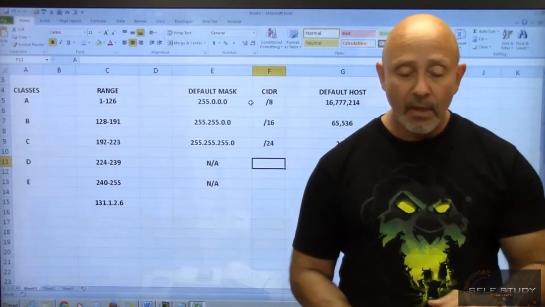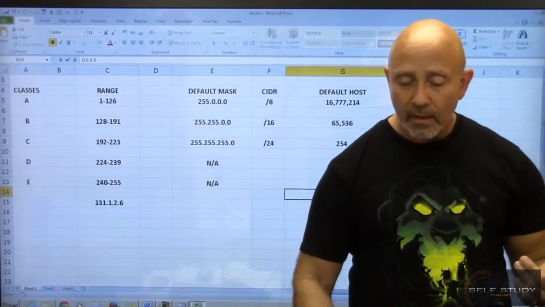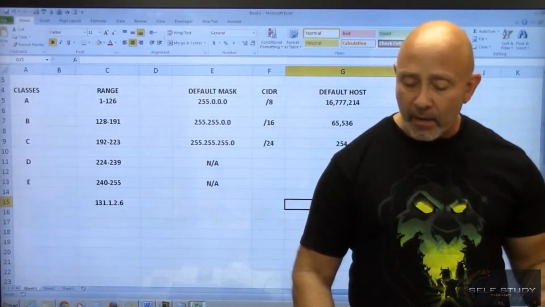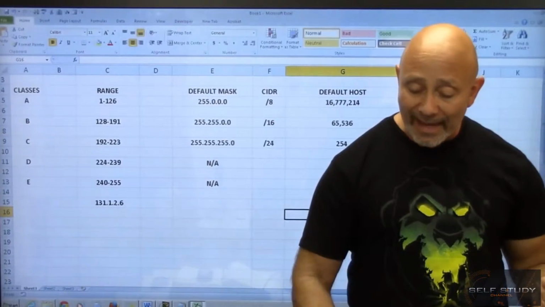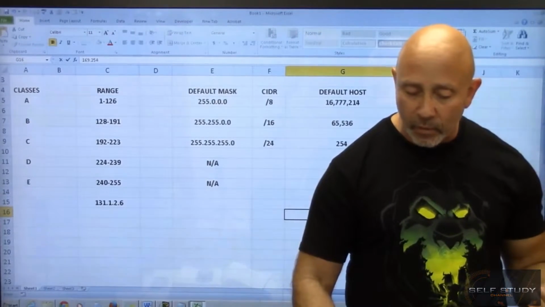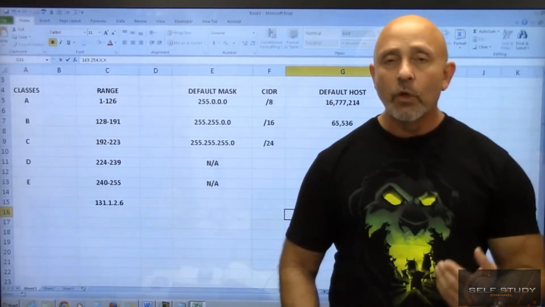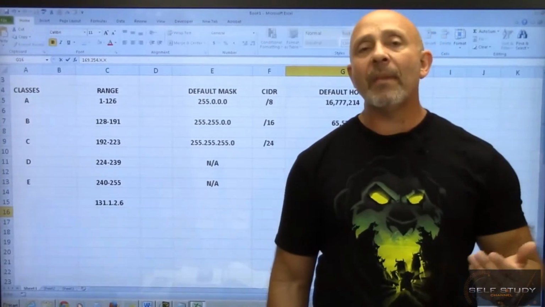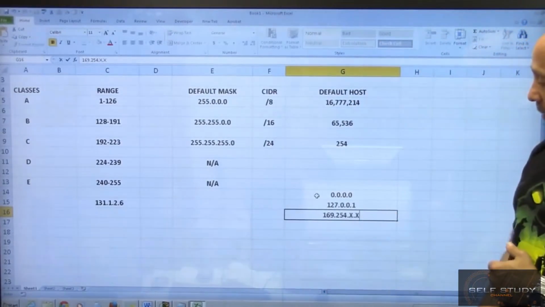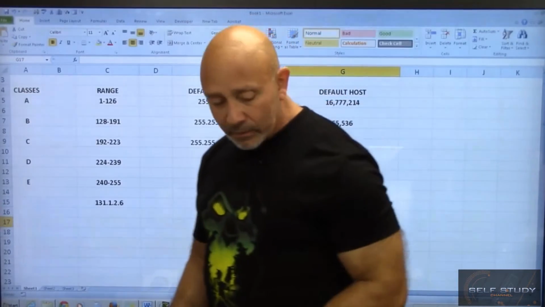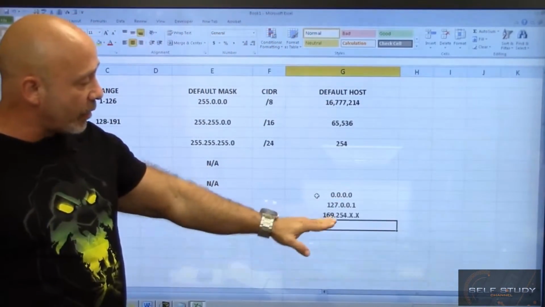Now, remember, there are certain addresses that we don't use that are reserved. The ones you need to know about: the 0, which is a default route; 127.0.0.1, which is your loopback; and the other one, 169.254, and really it could be whatever number after that, it's your APIPA, your automatic private IP address. Your default route, your loopback address, and your APIPA.